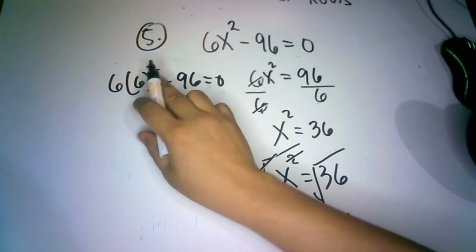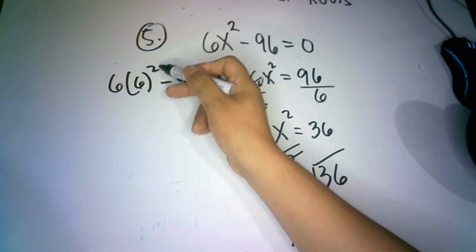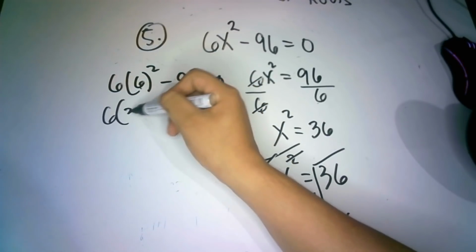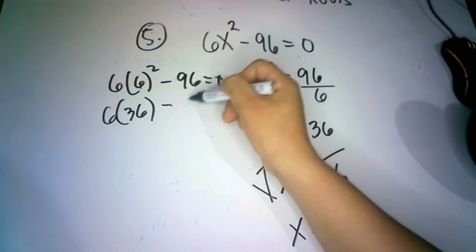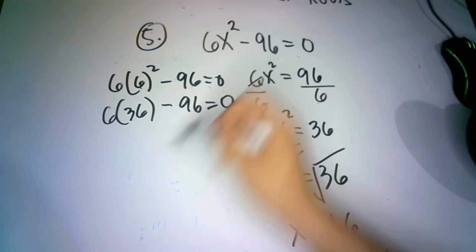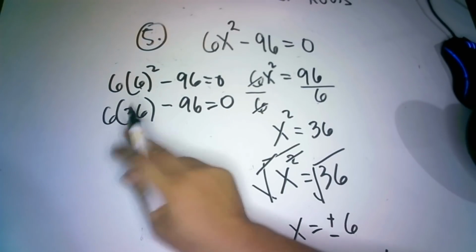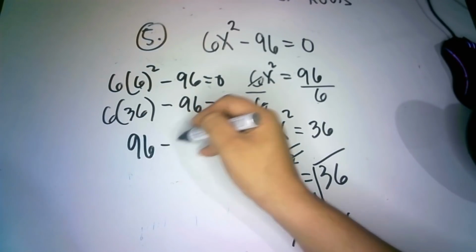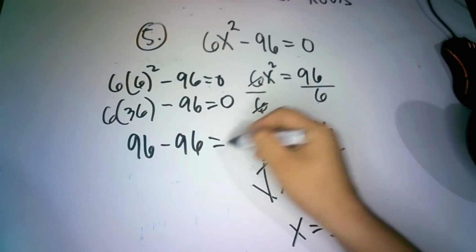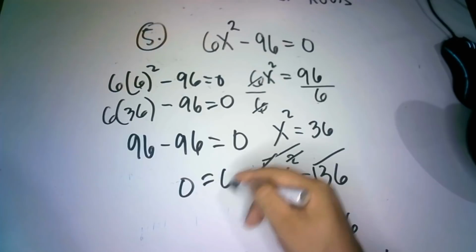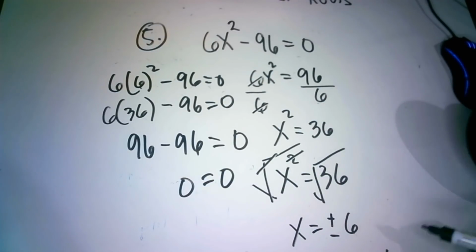So, what is 6 times 6 squared? Of course, you multiply 6 by itself, because the exponent is 2. So it becomes 6 times 36 minus 96 equals 0. If you press it in your calculator, 6 times 36 is 216 minus 96, which is equal to 0. So, therefore, it is equal to 0, and our positive 6 is correct.